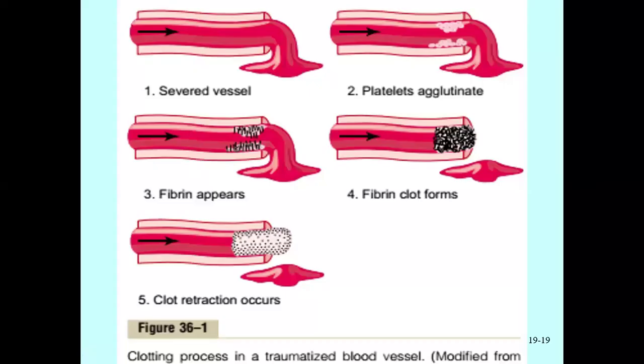This is the complete mechanism, and this complete process is known as clotting. And when there is any damage to the vessels, this clotting occurs. These are the 5 steps. When there is injury to the vessel, there is agglutination of the platelets, then there is formation of the fibrin tissue, the fibrin clots form, and retraction of the clot occurs.